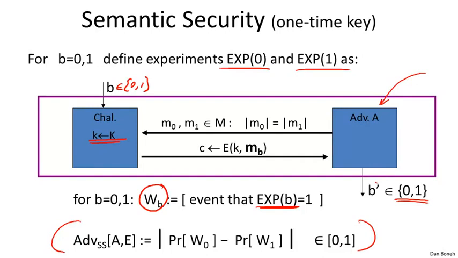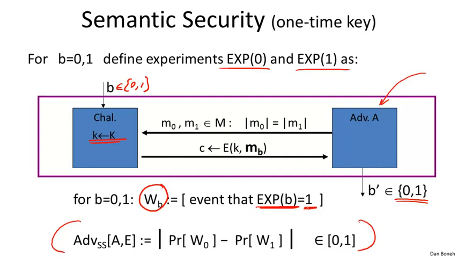I want to make sure this is clear, so I'm going to say it one more time. In experiment 0, he was given the encryption of M0. In experiment 1, he was given the encryption of M1. Now, we're just interested in whether the adversary outputs 1 or not in these experiments. If in both experiments the adversary outputs 1 with the same probability, that means the adversary wasn't able to distinguish the two experiments. Experiment 0 basically looks to the adversary the same as experiment 1, because in both cases it outputs 1 with the same probability.